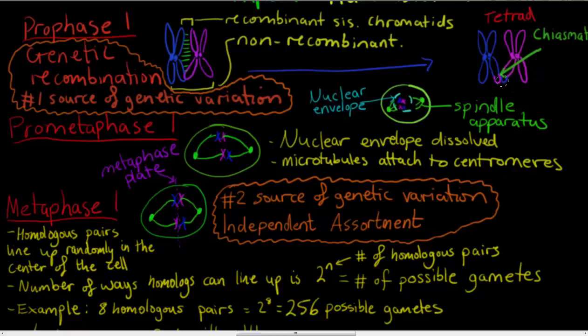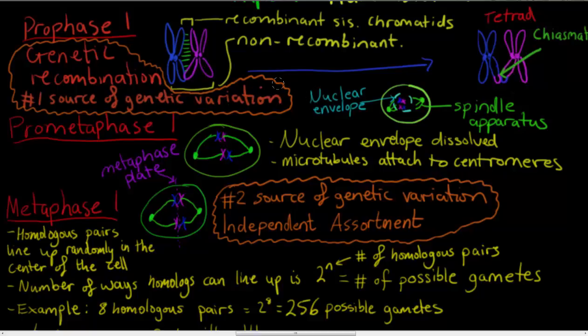See, the pink and the blue part have switched, so these 2 recombinant sister chromatids have literally shared genetic information. Where they remain attached after the synaptonemal complex is broken down is called the chiasmata, and the whole thing is called a tetrad right here. This is the number one source of genetic variation in humans and many organisms, and something to remember.